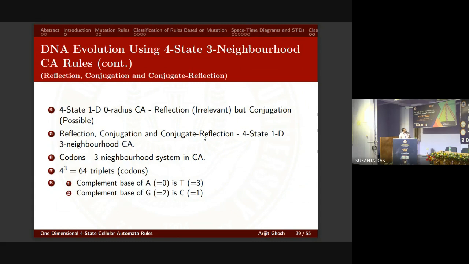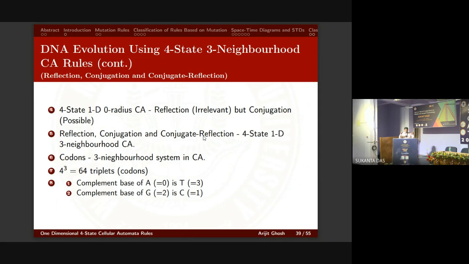Now, with a four-state one-dimensional CA with zero radius, defining a reflection rule is irrelevant as there is no concept of the neighborhood being involved, though we can define the conjugation rule. So to define reflection, conjugation, and conjugate reflection operators, we have to define four-state one-dimensional three-neighborhood cellular automata where the codons form the three-neighborhood system in the CA. Since there are three places of change for the codons, there are a total of 64 possible triplets. Hence, any DNA sequence of length 64 can be considered as a mutation rule.